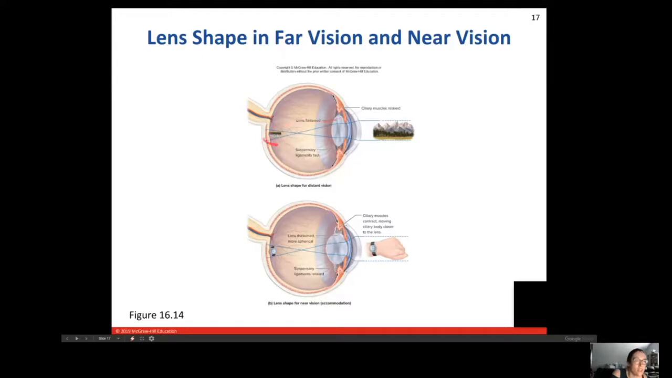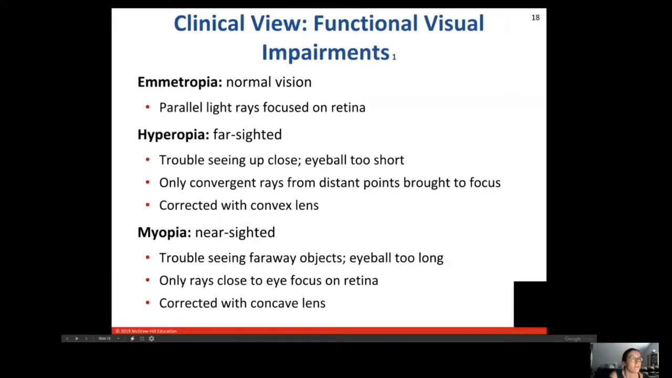And we actually focus things upside down on the back of our eye, and then our brain knows that and can flip them right side up, so we don't actually see them upside down. So we have some different what's called functional visual impairments. Obviously, I'm wearing glasses. I have some functional visual impairments. It's really common now, especially myopia or nearsightedness.